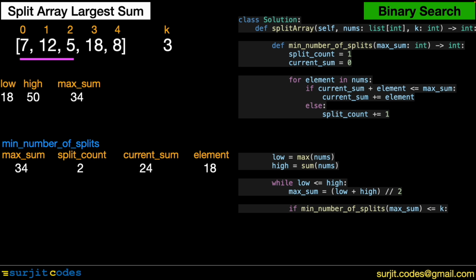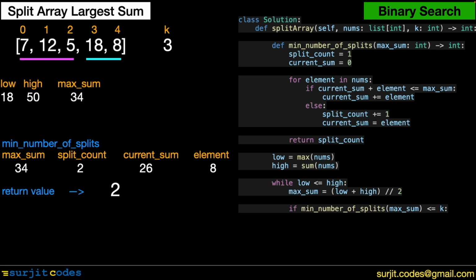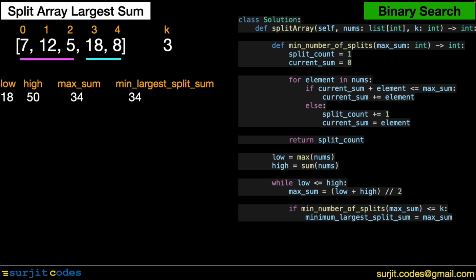For this, we increase split count by 1 and reinitialize current sum equal to the new element for the second subarray. Last element is 8. We add this to the current sum, which becomes 26. We come out of the loop and return split count to the main function. This means that if we fix max sum equal to 34, minimum number of splits of the list is 2, which is less than k, the required number of splits. We save max sum as the minimum largest split sum.